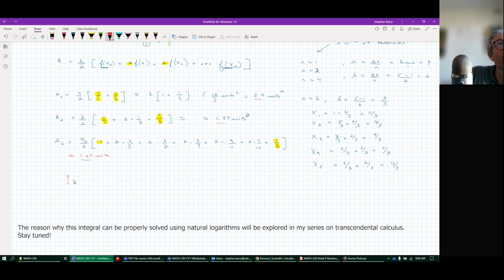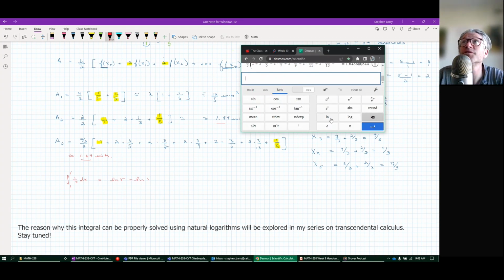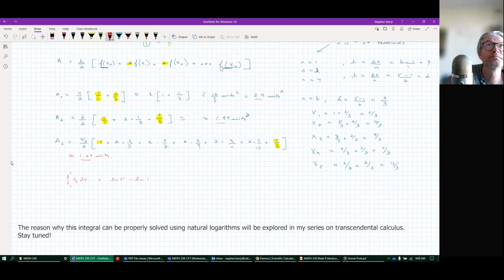The integral of 1 over x dx from 1 to 5 should be given by ln 5 minus ln 1. So that's 1.61. So that's pretty close.